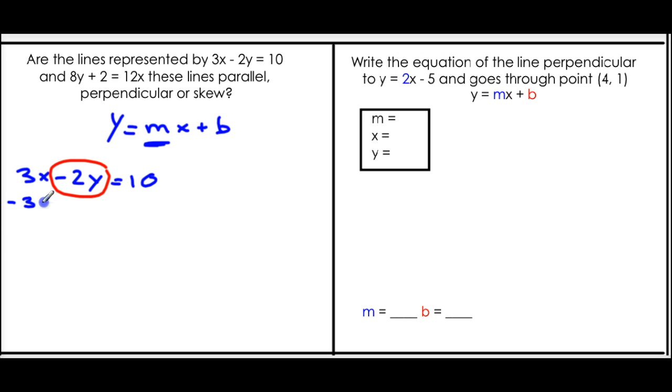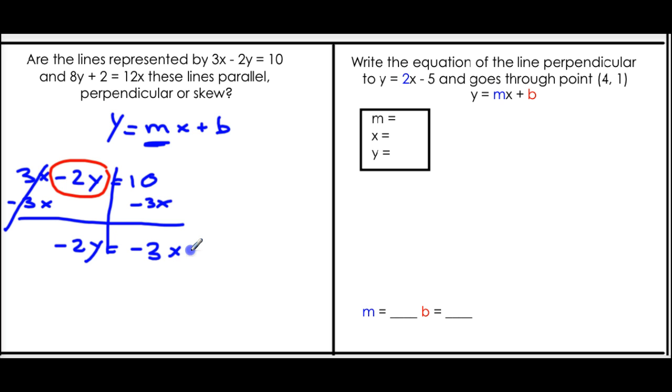So let's subtract 3x onto the other side, because we got to get y by itself. We move it to the other side, cancels out, negative 2y comes down. Don't forget that negative. It's a negative 2y, not just a 2y. And here, 10 and 3x aren't like terms, so we're just going to write negative 3x plus 10.